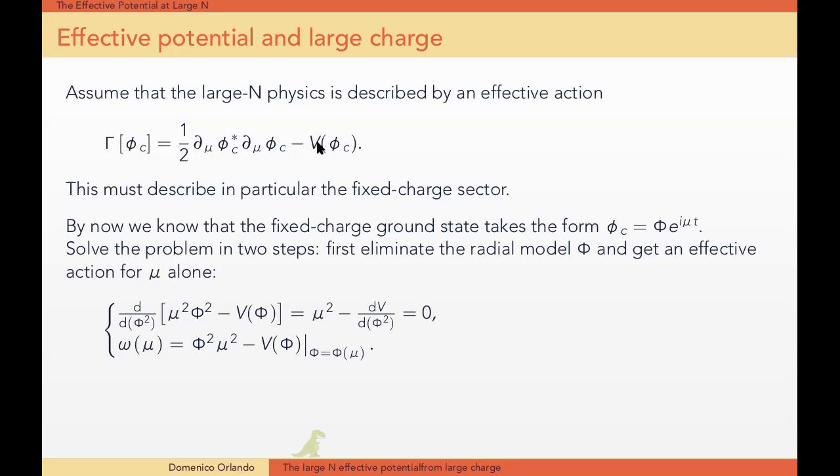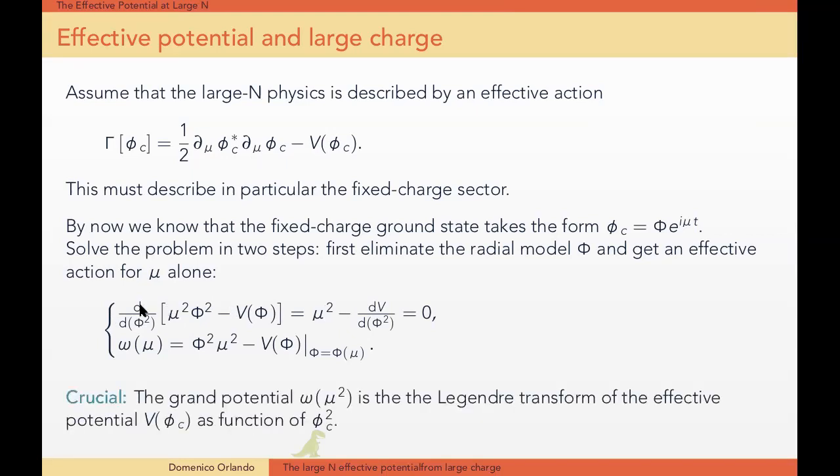What you do is that you take your potential, you write the equation of motion for the absolute value of phi, and then you substitute what you found in the action to get an action that only depends on the other degree of freedom. But look well at the equations you're writing. The equation of motion just tells you that mu square is the derivative of v with respect to phi square. And when you put it back in the kinetic term, you get phi square mu square minus v. But that's a Legendre transform again.